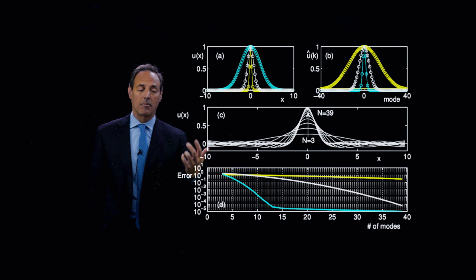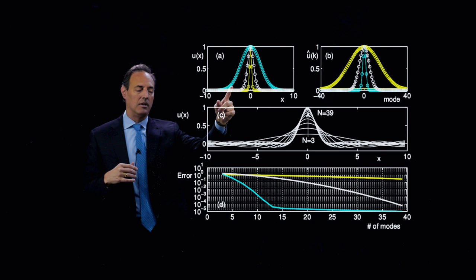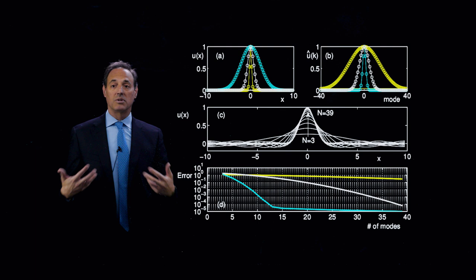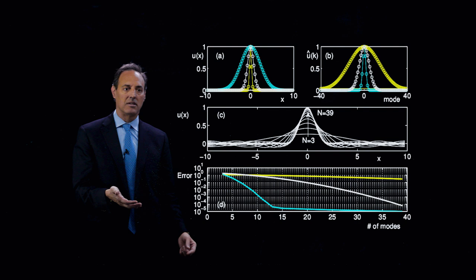And by the way, you can clearly see here, if you look at the cyan, which is a very fat Gaussian here in the X domain, it's very localized in the Fourier domain. And I'm going to plot here on a log scale the error versus the number of modes I need to use to represent that. So notice what happens here. The cyan, which I don't need very many modes for, by the time I've got 15 modes, notice that the error is already down at 10 to the minus 5, 10 to the minus 6.